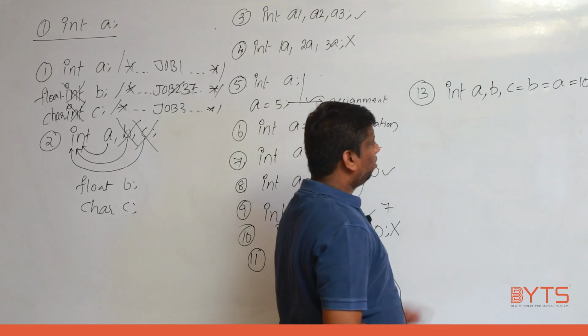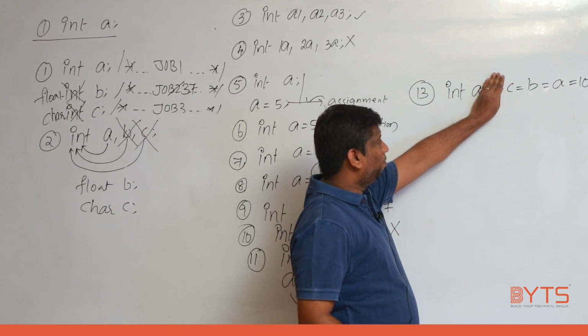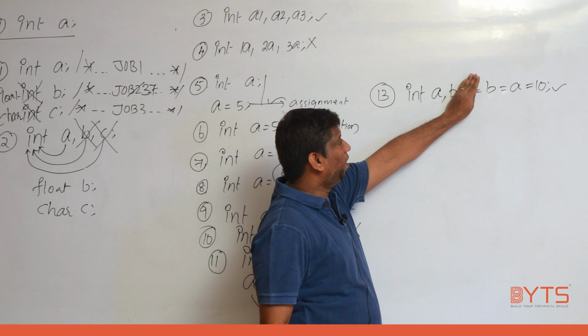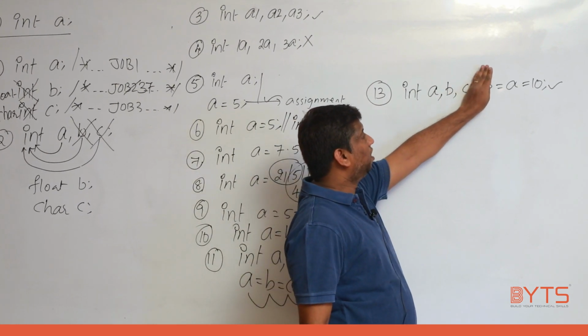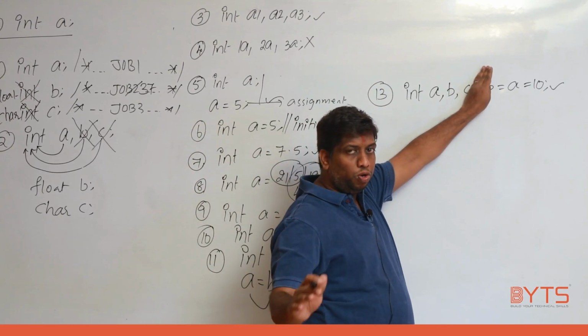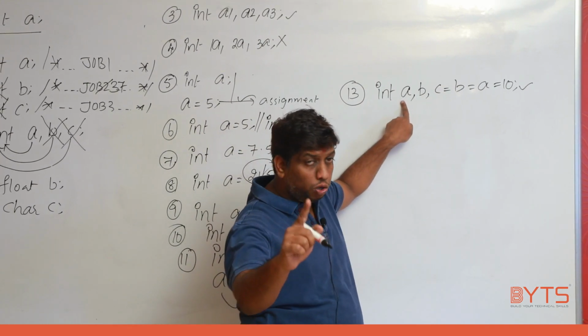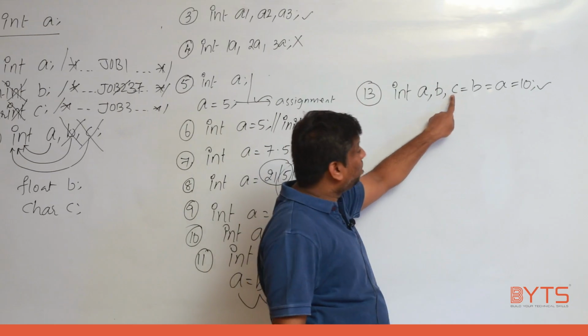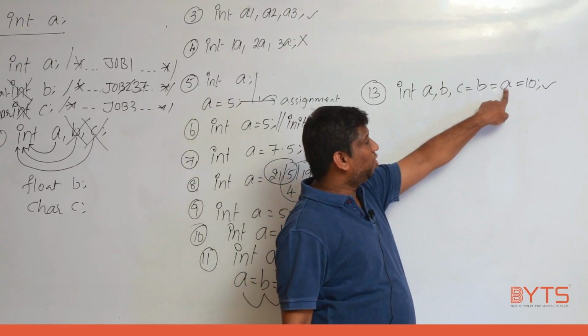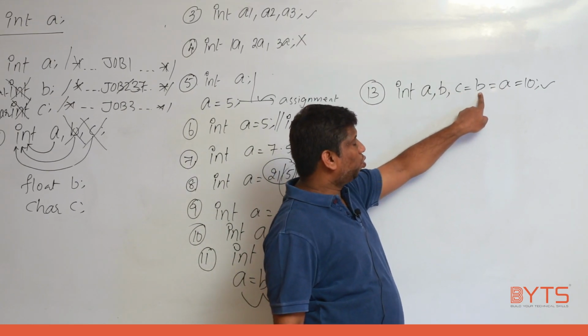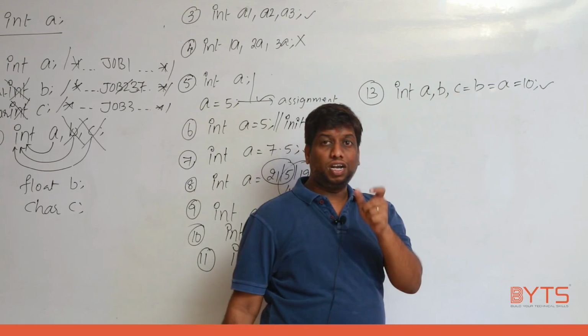Try to understand. int a. What is the meaning of this statement? A information is known to compiler. B information known to compiler. C information known. Now A known, B known, C known. Now I am trying to assign. What is the initial value of A? Garbage value. B, garbage value. C alone 10. Understand? Garbage value is overwritten into 10. And C only created with 10.